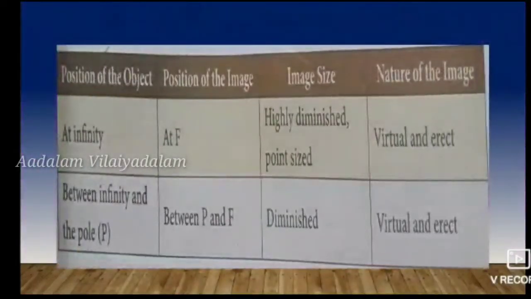So in a convex mirror, we have to place the object at two different positions. The first one, we place at infinity, and we will get the image at the focus point, and the size is highly diminished. We will get the image nature virtual and erect. In the second position, we place the object between infinity and the pole, and the image is formed between the pole and focus point. Here the size of the image is diminished, that is small size, and the nature of the image is also virtual and erect. So these are the images formed by a convex mirror.